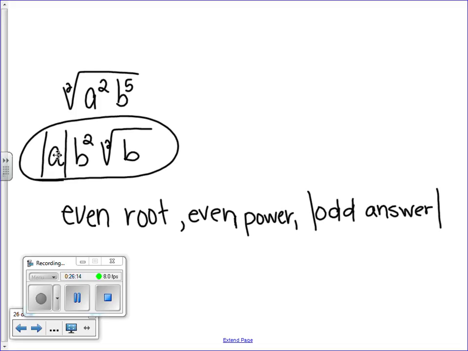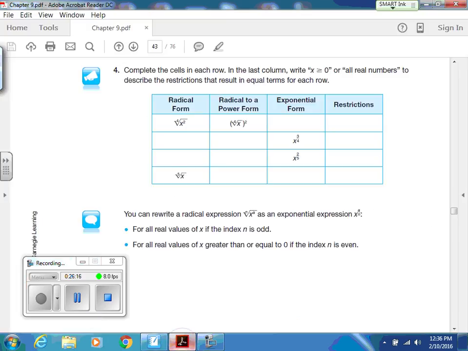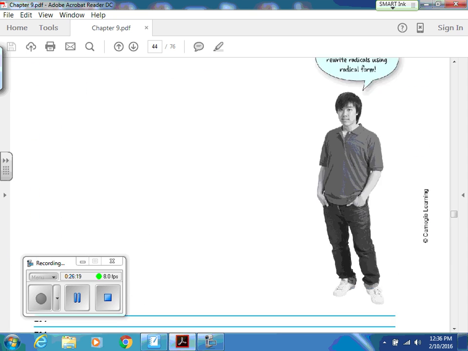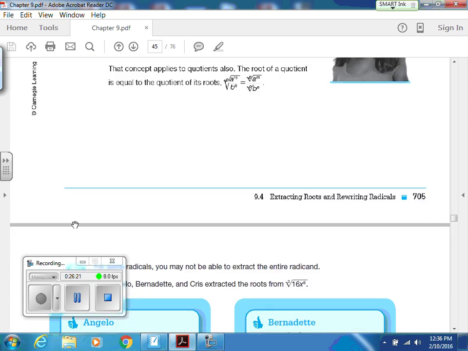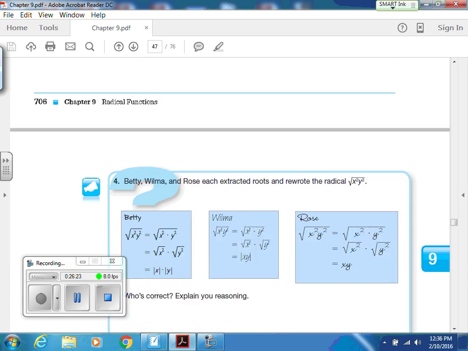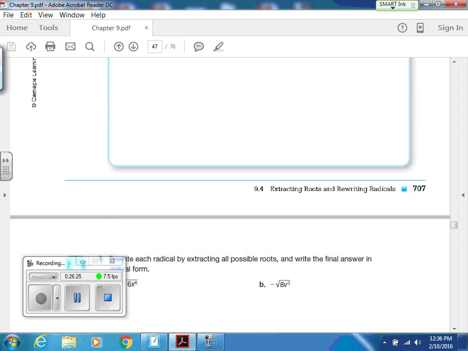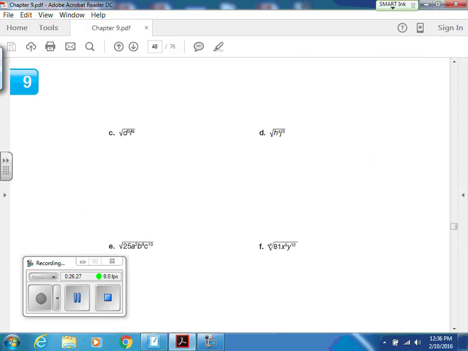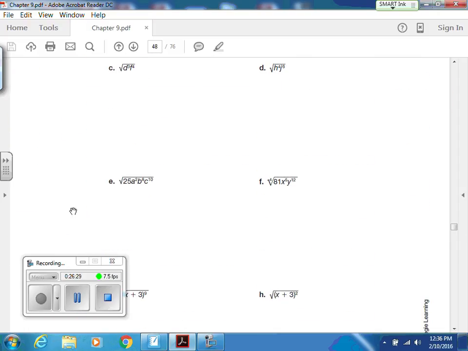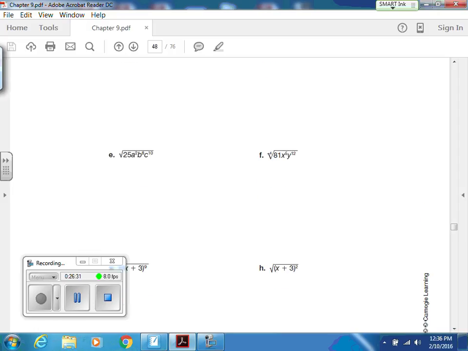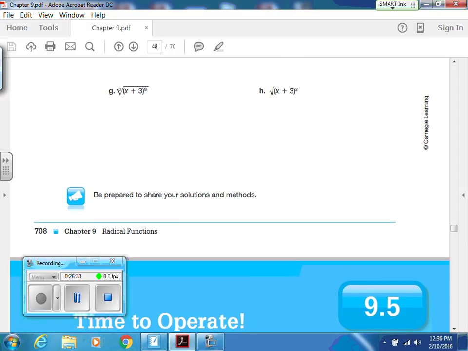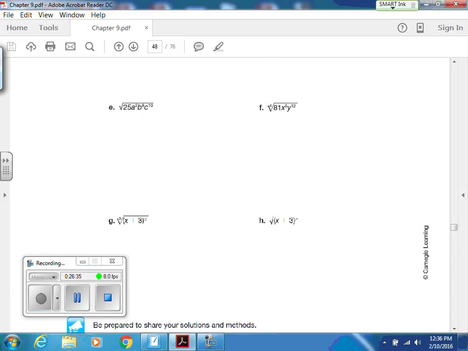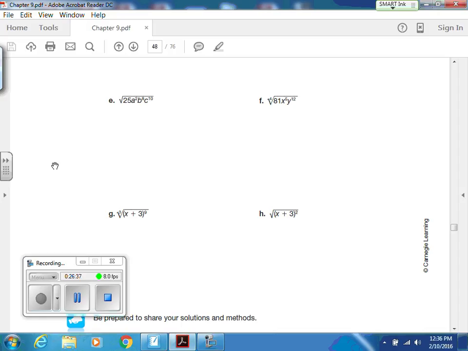That helps you out. Okay, go back to the book for just a second. And we're skipping, and we're skipping, to, there we go, right here. I want you to do E. What page is that? I said like 708. Do question E.